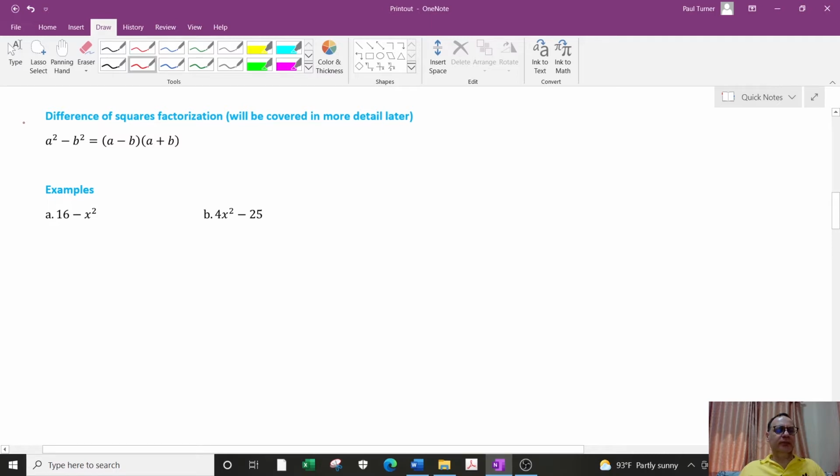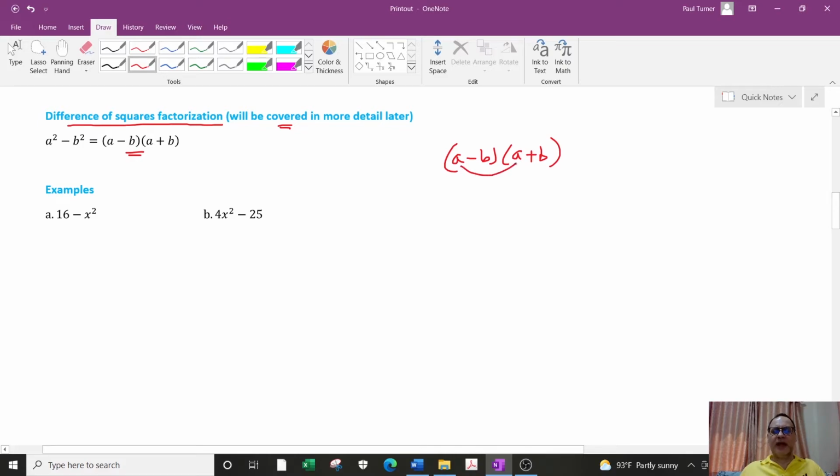In this section, this is called the difference of squares factorization. Okay, and we'll do this more later because we need it later. So the general rule is a squared minus b squared, when factorized, will be a minus b, a plus b. So let's check that. A minus b, a plus b, and let's expand it.